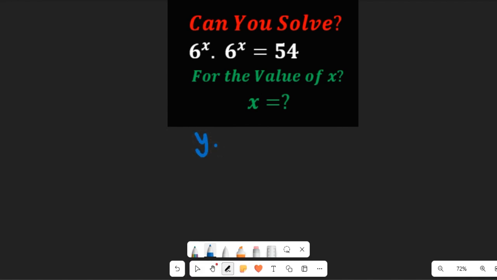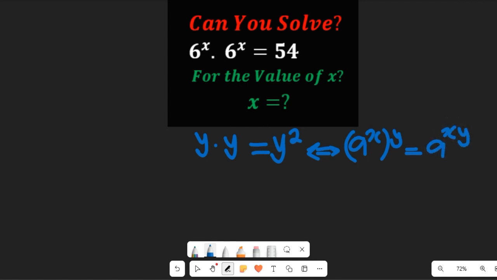If we have y multiplied by y, this can be equal to y squared, right? And we can also have this expression: if we have a to the power of x, all raised to the power of y, this can be equal to a to the power of xy. So let's see how we can apply these two expressions in solving this.